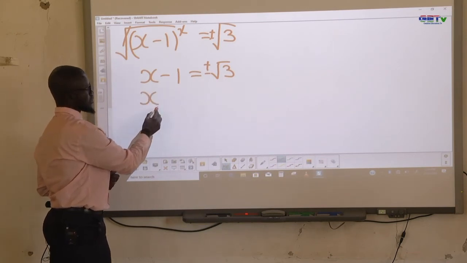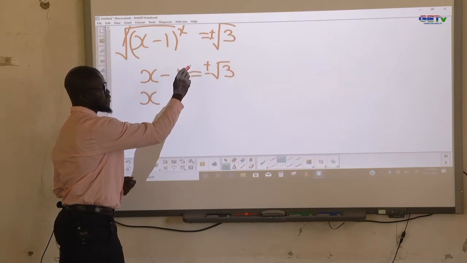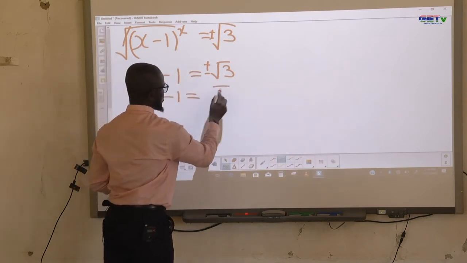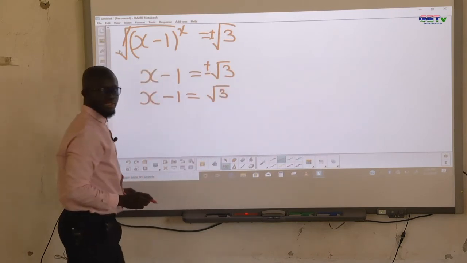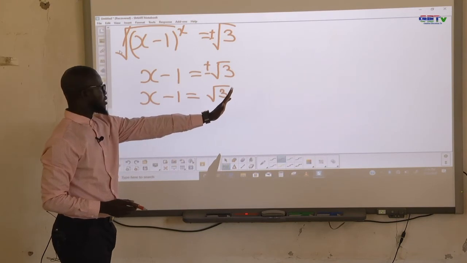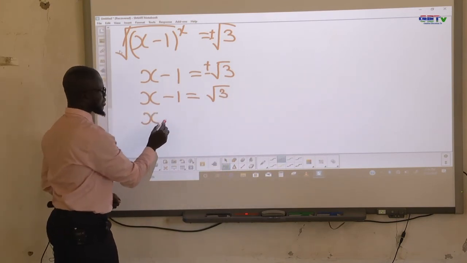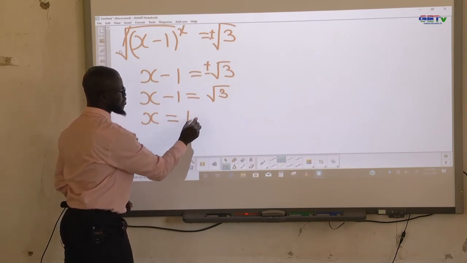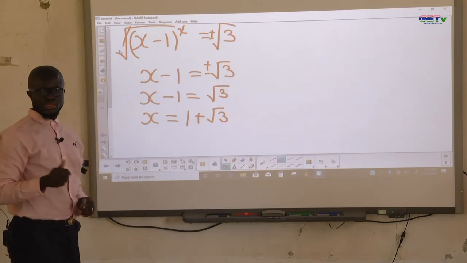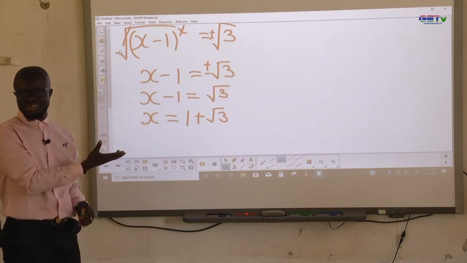I'm going to take the signs one after the other. We start with the positive sign. x minus 1 is equals to the root of 3. If we transpose the 1 to the right hand side, then we will have x equals to 1 plus the root of 3. If you want to go further, fine, you can proceed from that stage, but I think I will stop here.